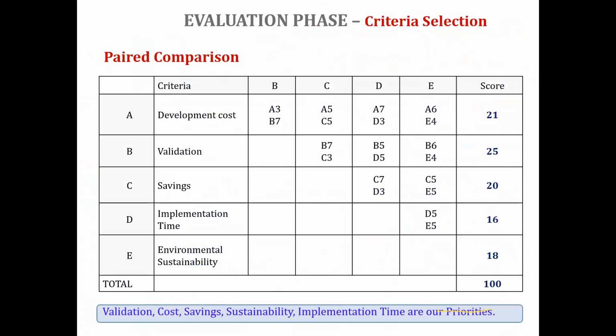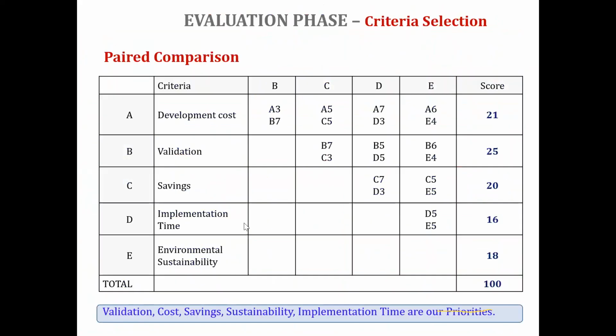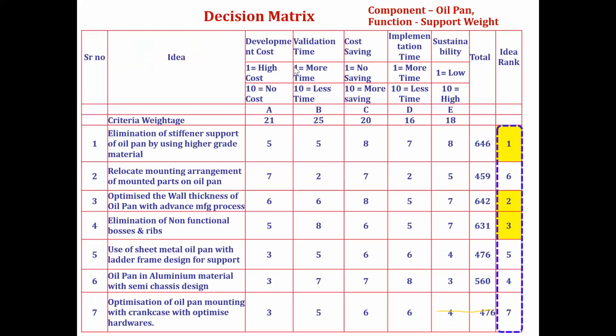So I told you the evaluation phase, how to evaluate the ideas. The idea is evaluated based on different aspects, so this is very easy for you to understand. You have two methods: one is the paired comparison method, and another one is the decision matrix method. The name decision matrix indicates you need to decide the best ideas. That is the name of decision matrix.